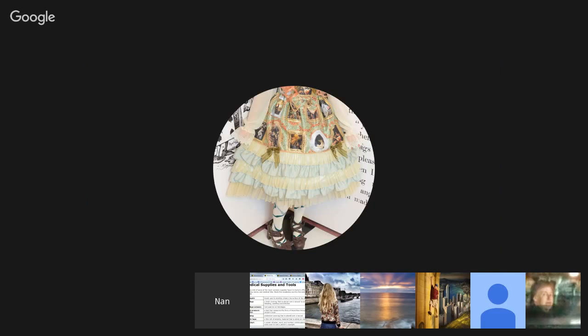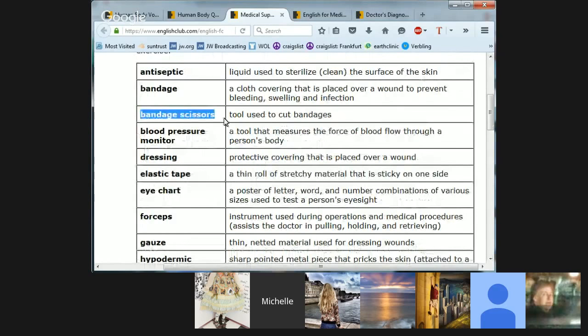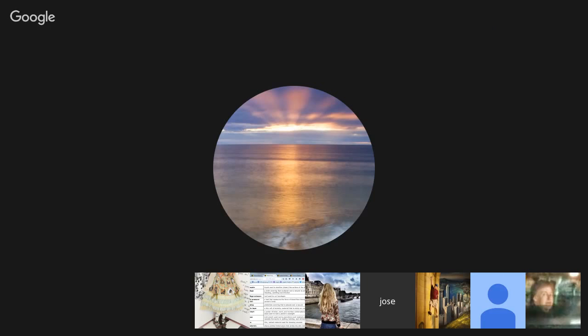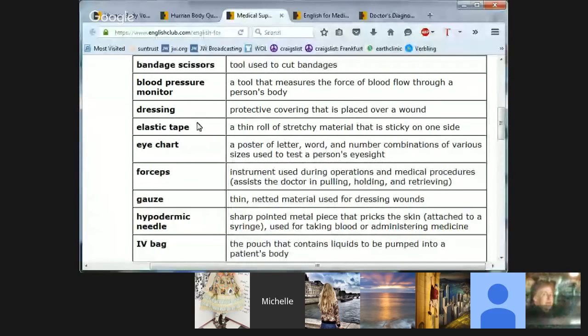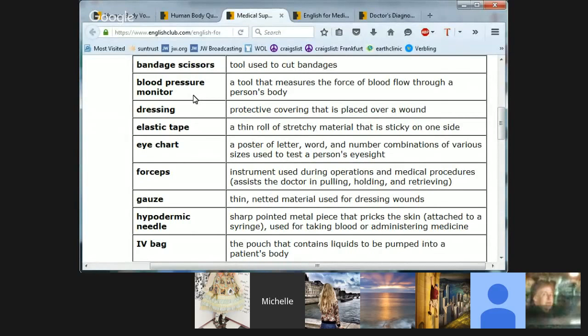Okay, bandage, a cloth covering that is placed... Sorry, this one here. Scissors? Bandage scissors, tool used to cut bandage. Okay, and the next one too, yeah. Okay, blood pressure monitor, a tool that measures the force of blood flow through a person's body. Very good, nice. And this word is really pronounced with the schwa sound, so it sounds like blood. Blood. Very good. Blood pressure.